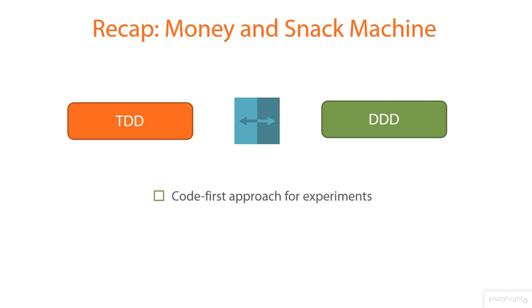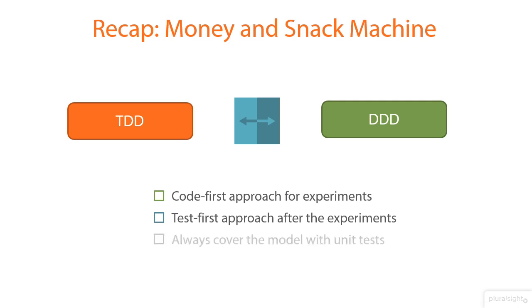Write the code first when you are experimenting with your model and switch to the test-first mode when you have a good picture of how the code should look like. And of course, while the test-driven development practices can be beneficial, you don't have to follow them in order to do domain-driven design. But remember to always cover your domain model with unit tests, regardless of when you prefer to write them.